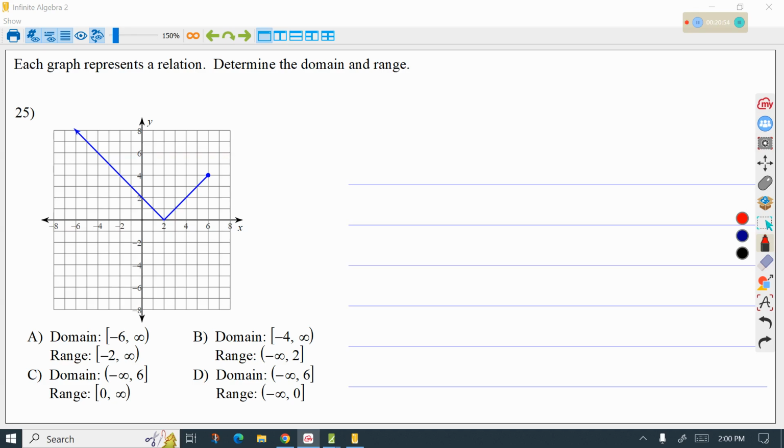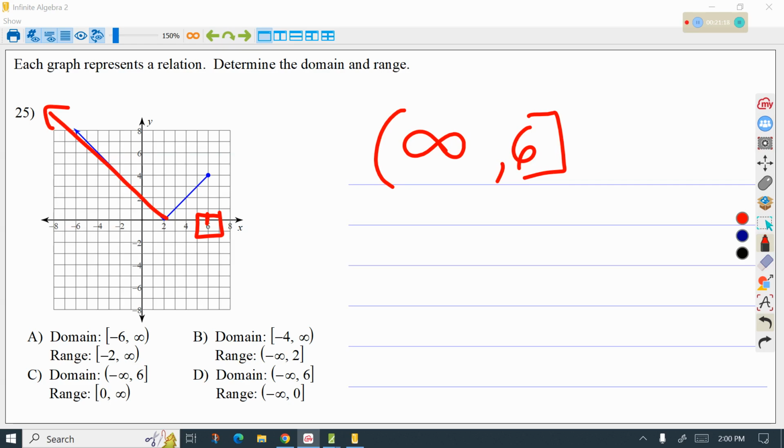So for these problems, we can see that we're looking for domain and range again, right? Notice that we want the leftmost and the rightmost, okay? The rightmost is 6, right? That's a solid, so it's going to be a square bracket. But notice this line is going to go on forever to the left, so there is no leftmost point. So that means it's a round parenthesis, and it's infinite. So our domain goes from negative infinity to 6.